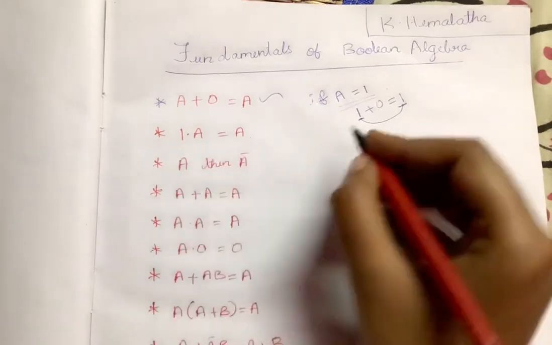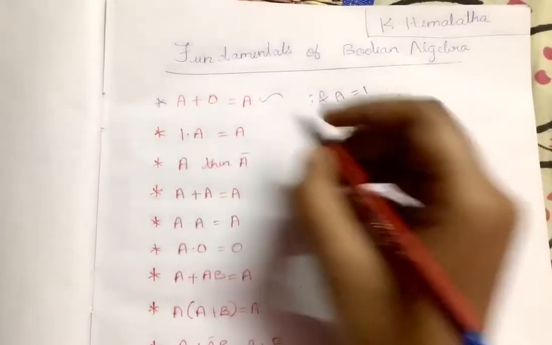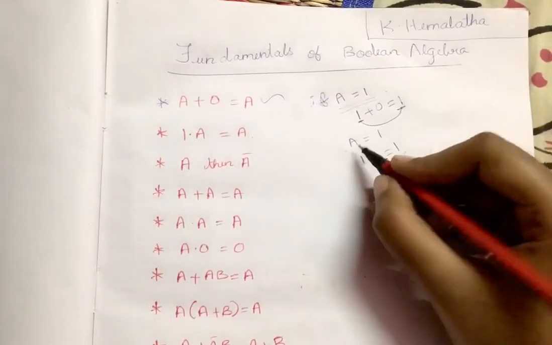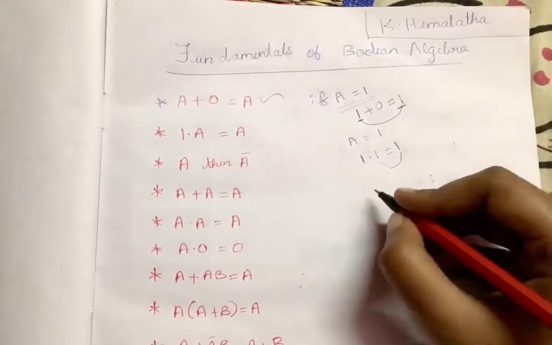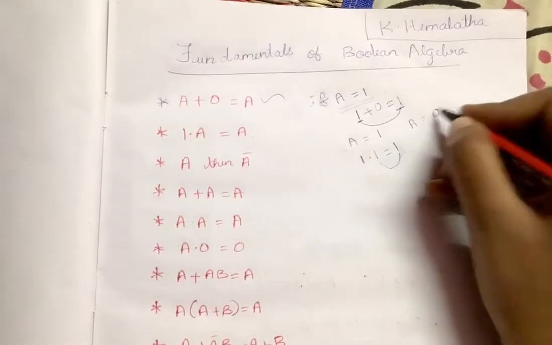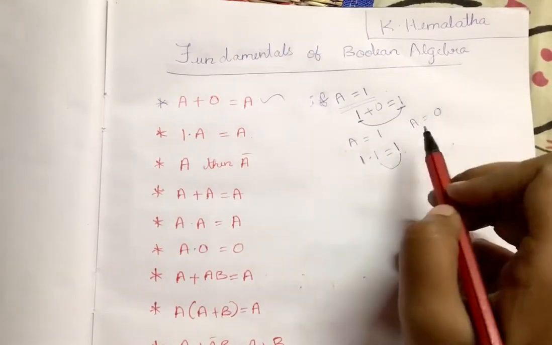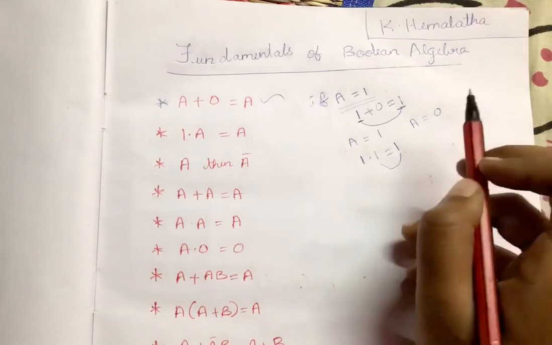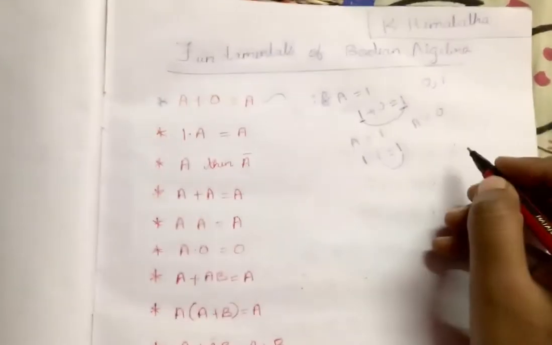Again I take a is equal to 1. Substituting here, 1 into 1 is equal to 1. Whatever I have given at the position of a, the output is the same, 1. Suppose I take a is equal to 0. In Boolean algebra we consider only ones and zeros, as we know from the number system.